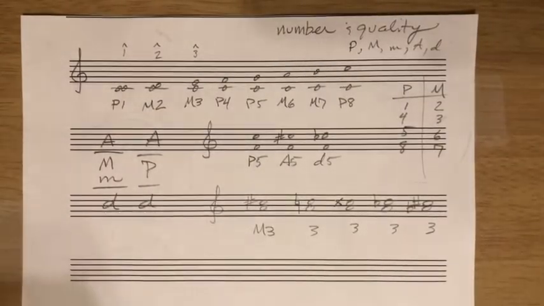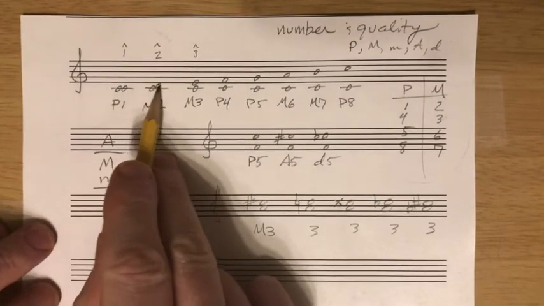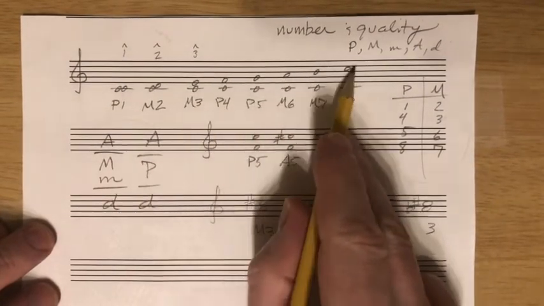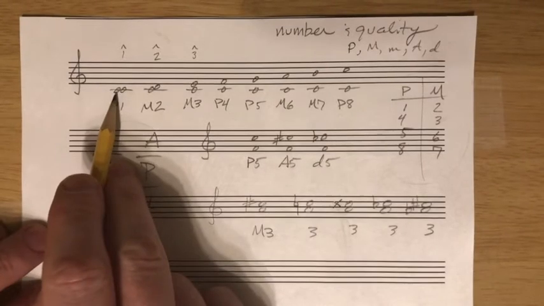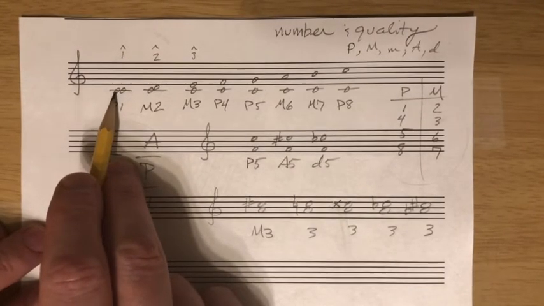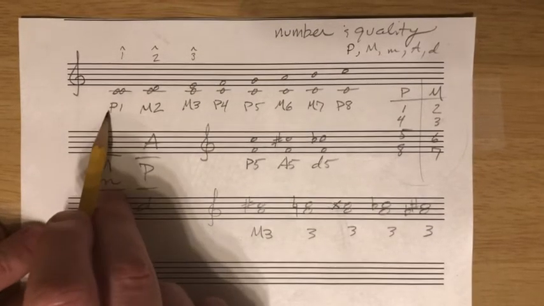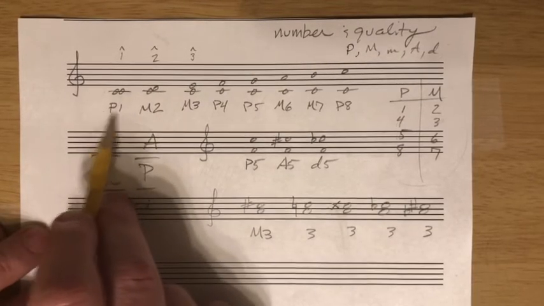Hi, let's talk about how to identify intervals. Here is an ascending C major scale, and each degree of the scale is measured as a vertical interval above the tonic note. So at the beginning, we have a C to a C, that's a unison, and the way we read this is as a perfect unison.